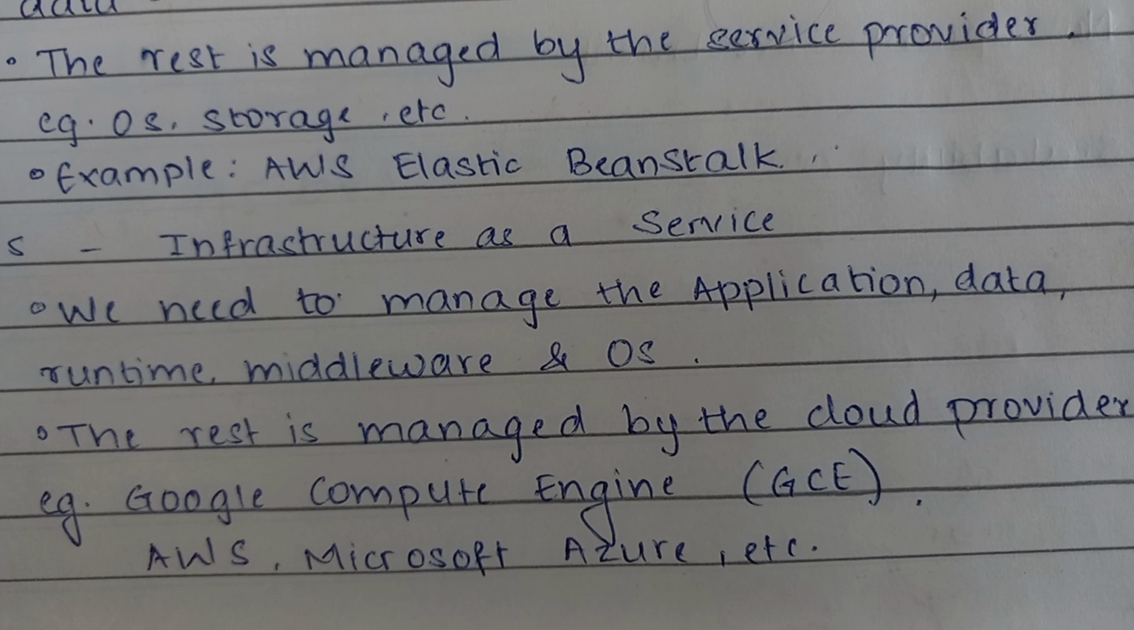Apart from this, AWS and Microsoft Azure can all be considered as infrastructure as a service. So in this lecture, we have seen the 3 cloud service models, which are software as a service, platform as a service and infrastructure as a service.